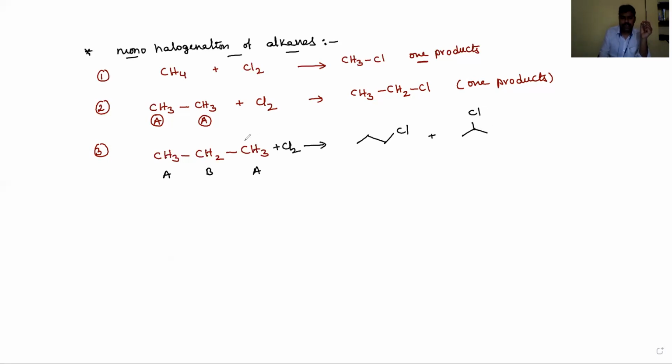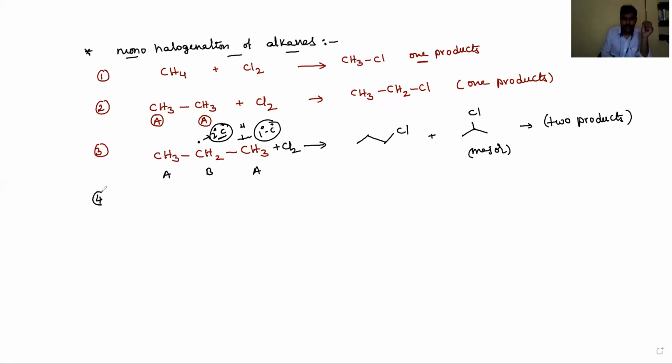that is 1-chloropropane and 2-chloropropane. When this carbon-hydrogen bond breaks, a primary free radical forms as the intermediate, and here a secondary free radical forms as the intermediate. Secondary free radicals are more stable when compared to primary, and that's why this product is the major product. Sometimes they also ask which is the major product. The number of monohalogenated products is 2, and among them 2-chloropropane is the major product.